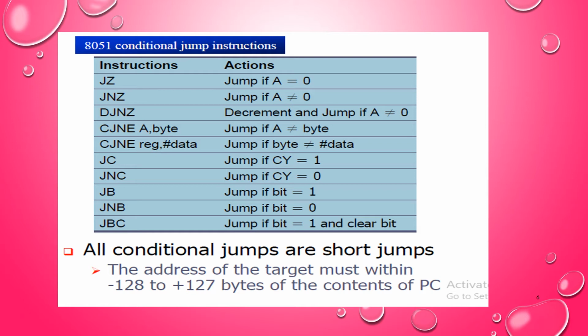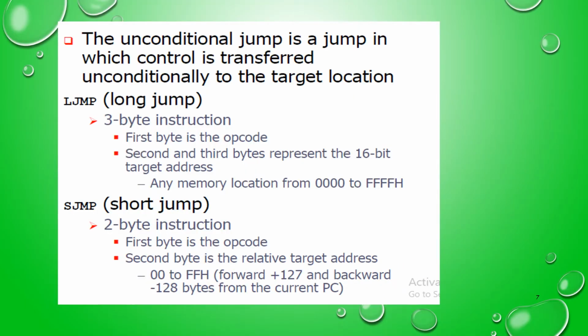So not more than that size in bytes. The unconditional jump is a jump in which control is transferred unconditionally to the target location. There are two categories. The first one is called LJMP, that is long jump. This is an unconditional long jump.